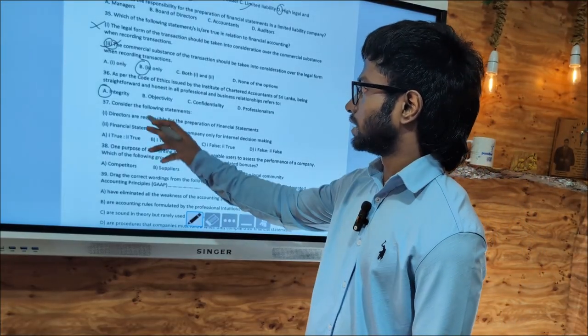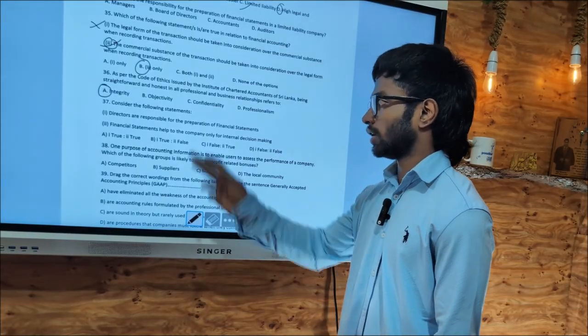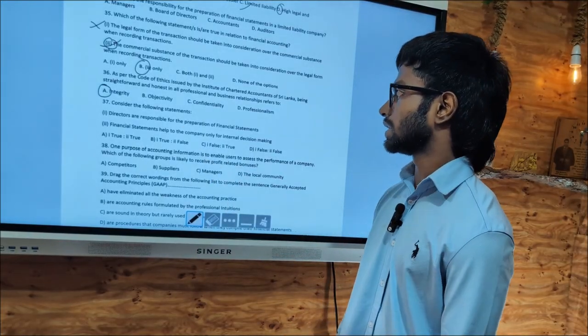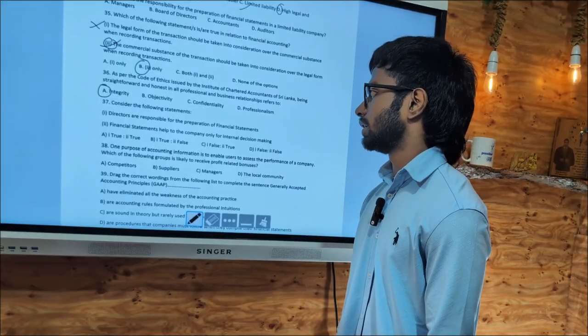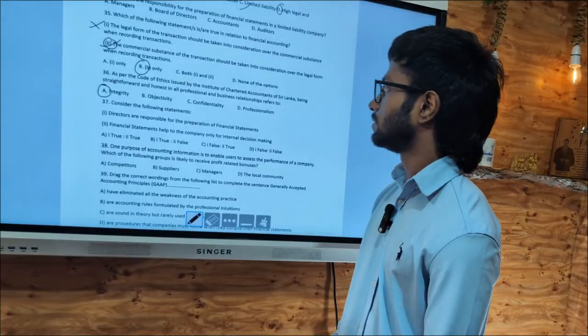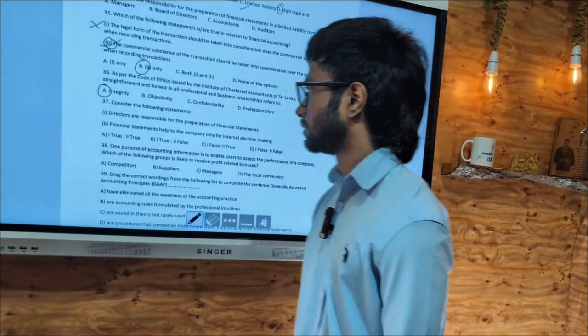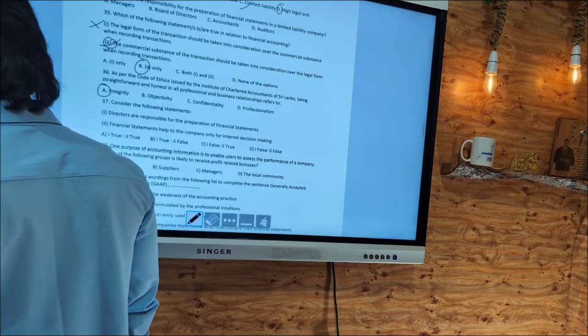Next, consider the following statements. You identify whether this is true or false. Directors are responsible for preparation of financial statements, and financial statements help the company only for internal decision making. No, that is false, right?